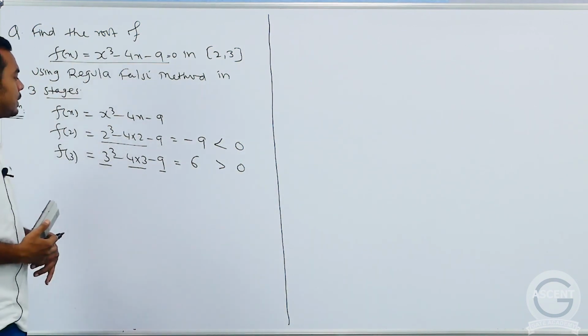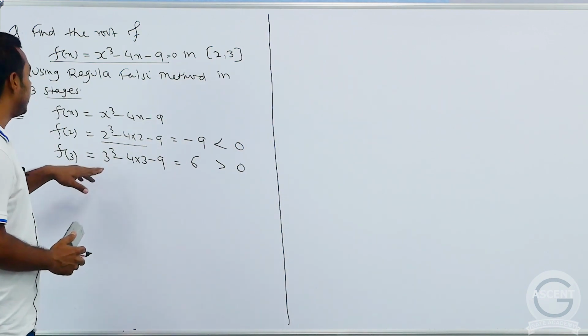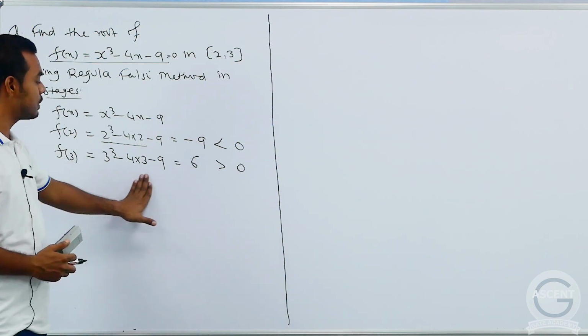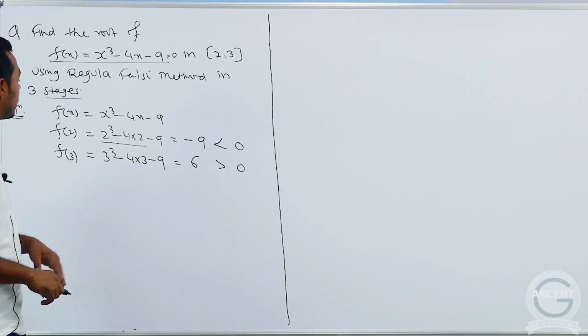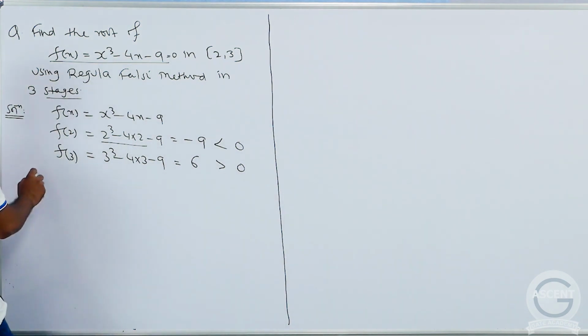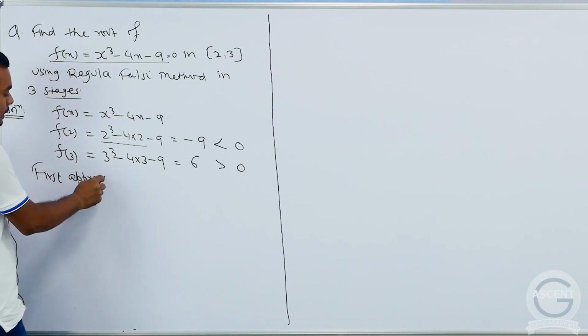Remember that in case of bisection method, it was sufficient to find whether this value is positive or negative. Here we need f of 2, f of 3, because in the formula for x1, we will need the value of y at these 2 points. So now for the first approximation, we have these 2 points.